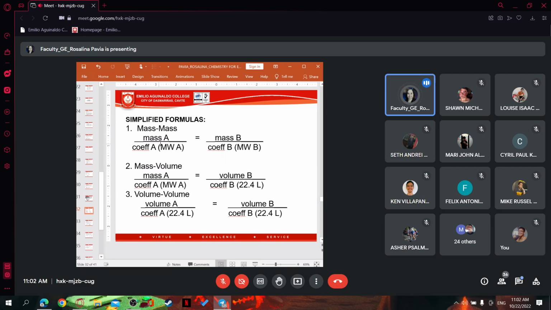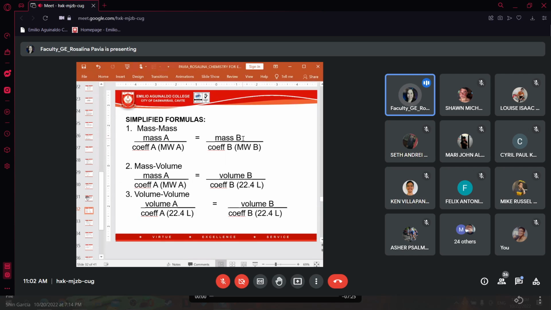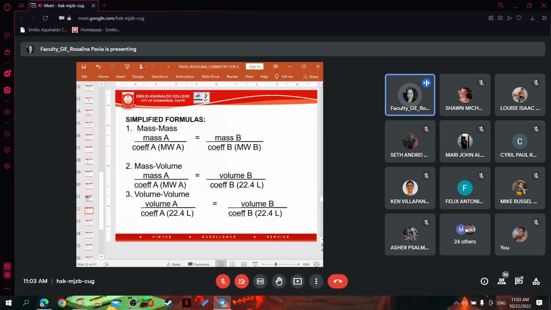Now, it can be that A is your given, nasa reactant, and B is the unknown, nasa product. It can be vice versa. Yung B ang given, yung A naman ang required. So just do the necessary calculation, cross multiply, then simplify. Mas to you can have these formulas during the exam. Pwede yung isulat sa index card.